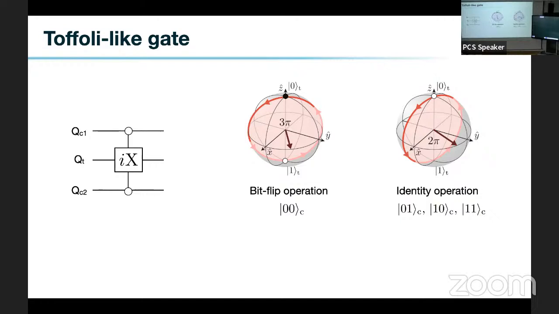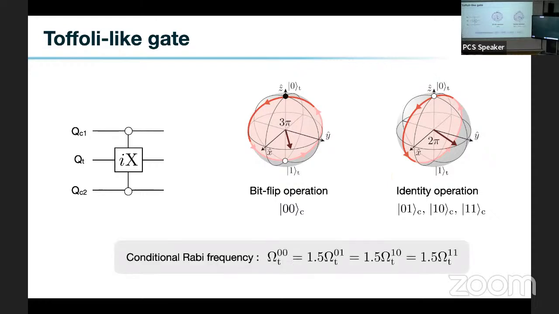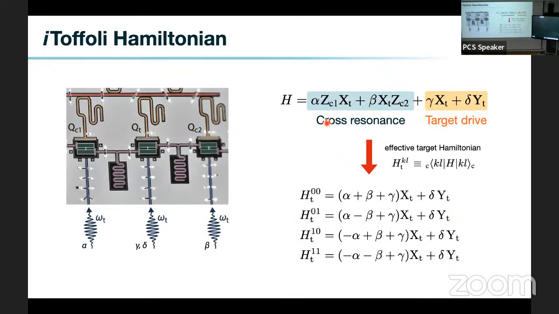There are many ways to implement such operations. For the bit flip operation, we can consider a pi rotation from 0 to 1, or a 3 pi rotation, or a 5 pi rotation, and so on. For the identity operation, we can consider doing nothing, or a 2 pi rotation, or a 4 pi rotation, and so on. So there are many possibilities to implement this Toffoli-like gate. I studied some possibilities, and I found that the combination of 3 pi and 2 pi gives the shortest gate operation time. So I decided to implement this combination. What I need to implement in the experiment is this conditional Rabi frequency condition. Only when the control states are in 0-0, I need to give a 1.5 times faster rotation than in the other cases. This is the Hamiltonian I told you about before.